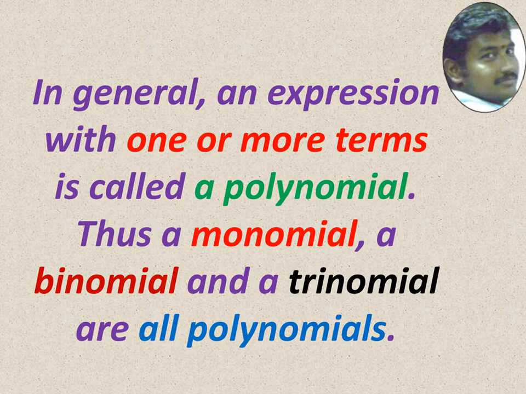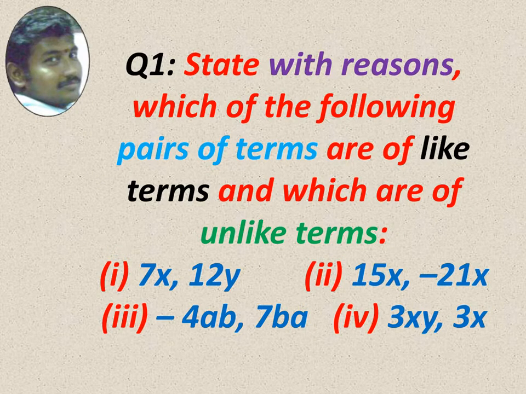So in general, an expression with one or more terms is called a polynomial. What do we say together? Polynomial. So monomial, binomial, trinomial are polynomials. They have special names. Every expression we can call a polynomial, but one term is a monomial, two unlike terms a binomial, three unlike terms a trinomial. You see.